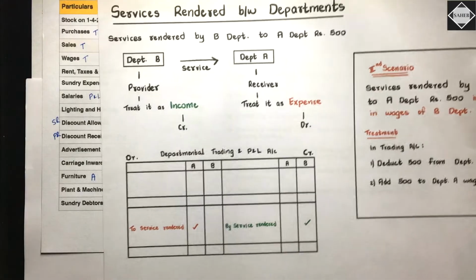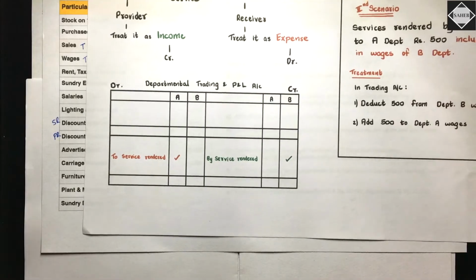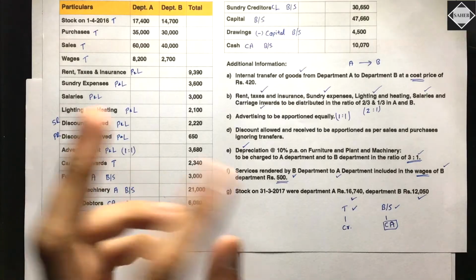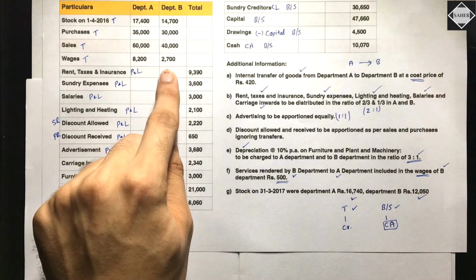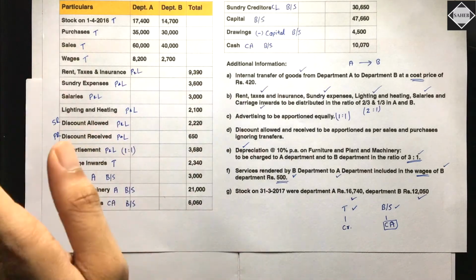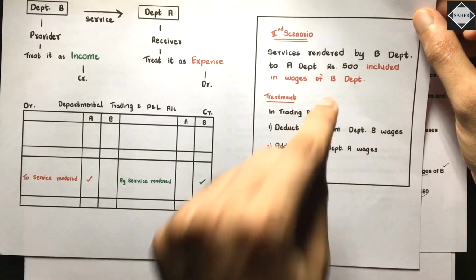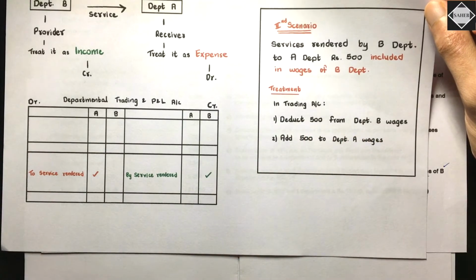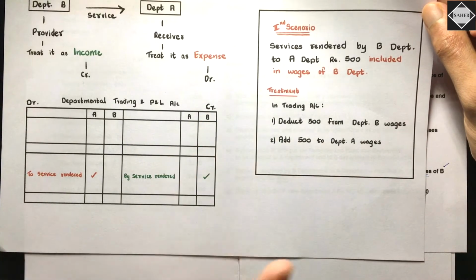So what we are supposed to do is, actually we were supposed to take it in the P&L like this. Yeah, expense and income. But what happened? The question told us in the adjustment that this services rendered, interdepartmental service, has been taken in the wages of B department. It is existing over here in this 2,700. So we have to remove that from there. Yeah, see here, the second scenario. Services rendered, that's fine, but it is included in the wages. So what we have to do in the trading account, we have to deduct 500 from department B's wages, and that 500 we have to add in the A's wages. That's the treatment in this question.